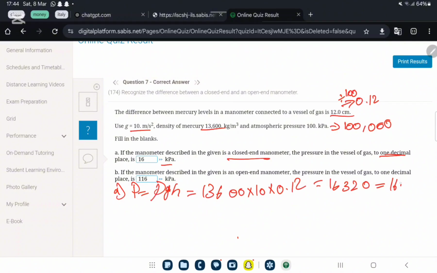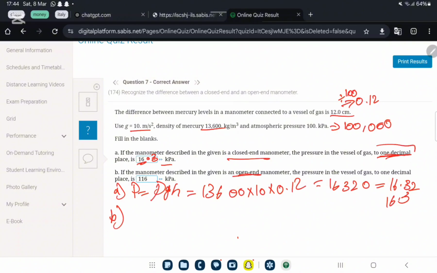They want it to one decimal place and in kilopascals, you divide by 1000, you get 16.32. Again, one decimal place, so 16.3. Here they said 16, but they also accept 16.3. The answer asks for one decimal place, so 16.3 is the correct answer.